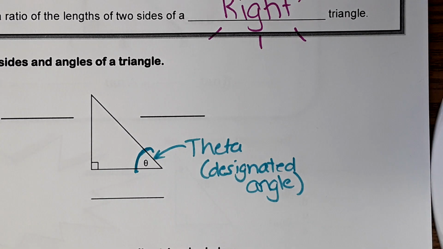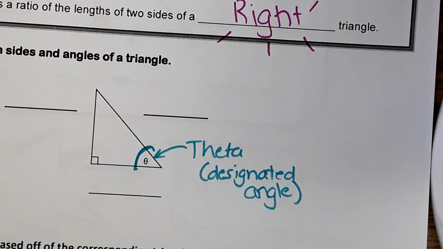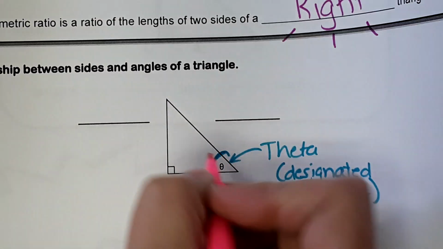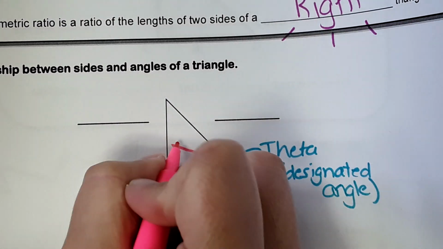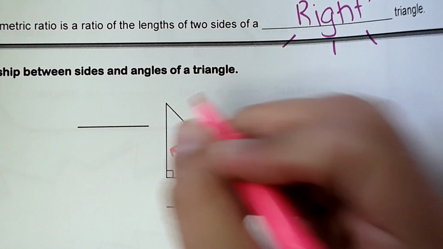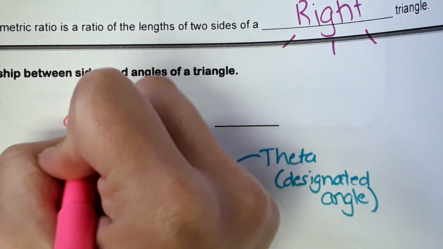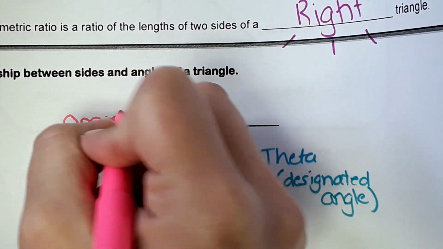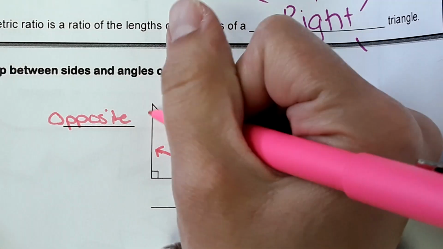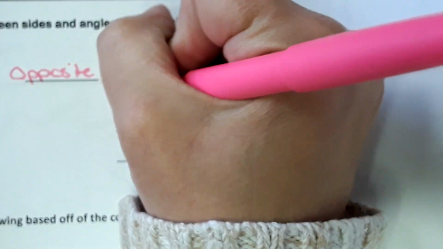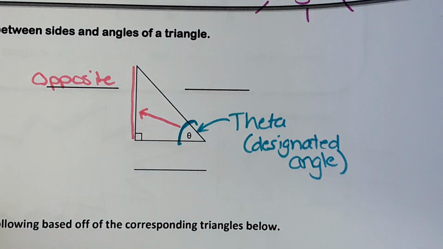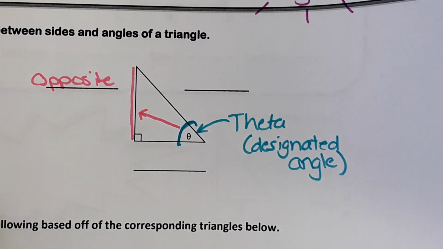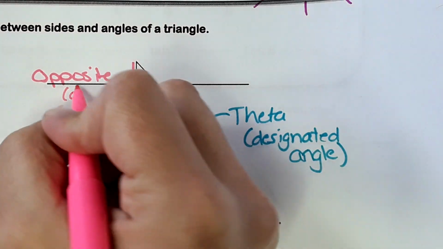Okay. Based on this angle, the first thing that you would label is the opposite side. So opposite this theta, or designated angle, is the opposite side. That would be this side right here. And a lot of times we'll abbreviate it as just O.